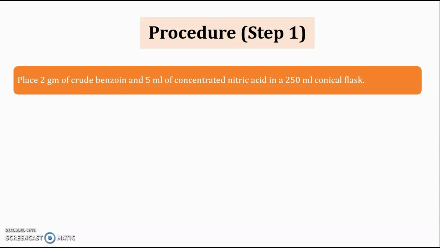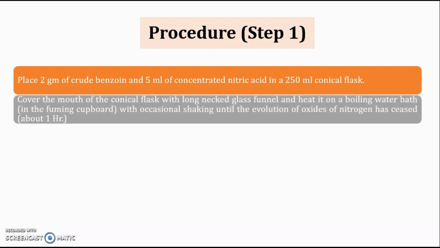So here in the first step you have to place 2 gram of crude benzoin and 5 ml of concentrated nitric acid in a 250 ml conical flask. Cover the mouth of the conical flask with a long necked glass funnel and heat it on a boiling water bath in a fuming cupboard.